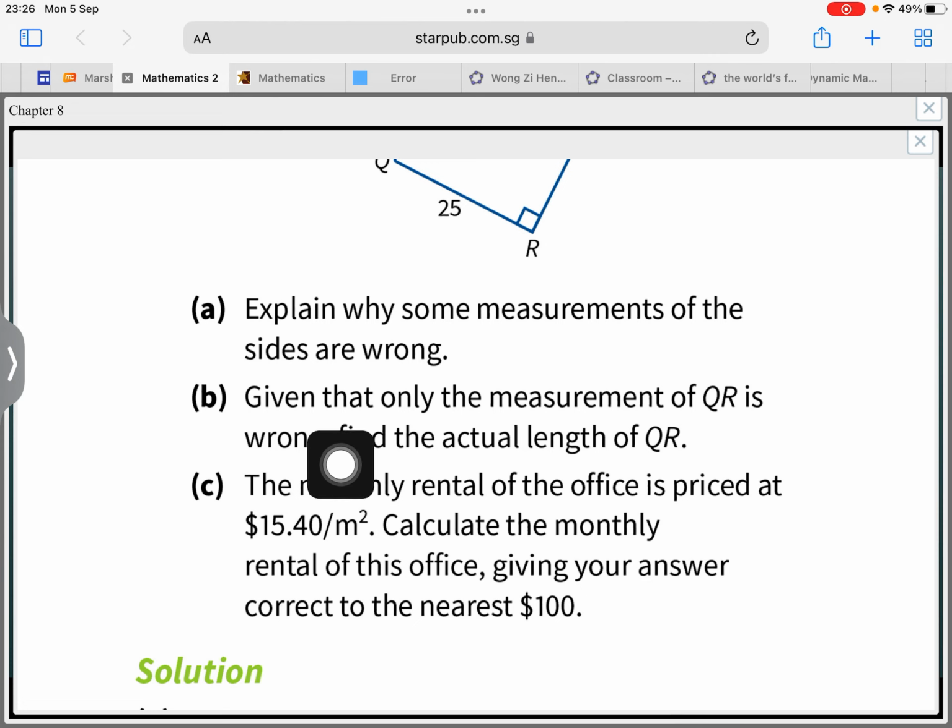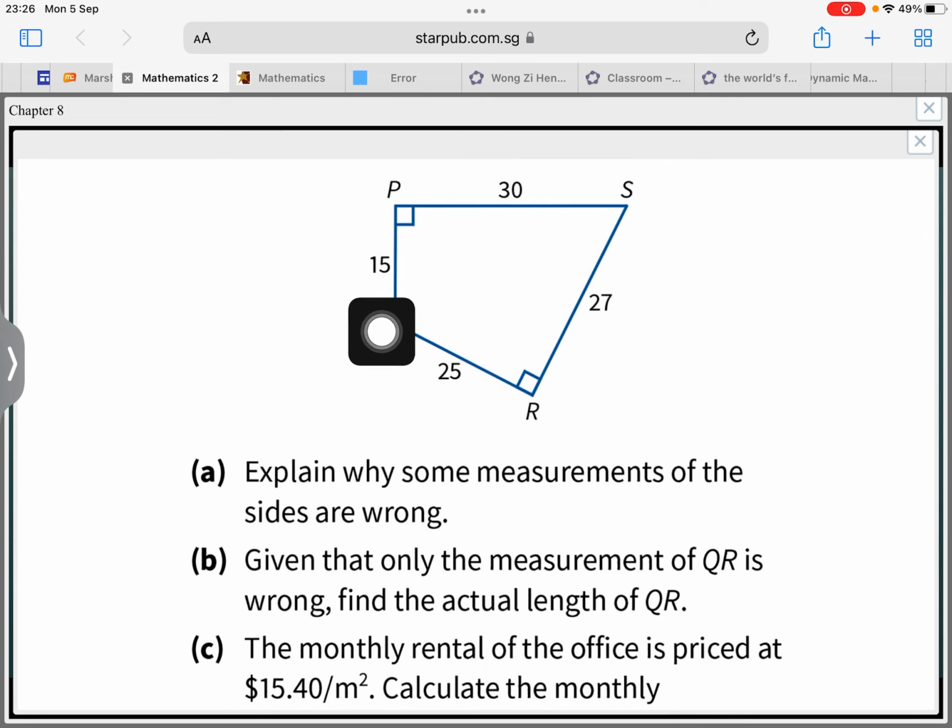Part B asks us, given that only the measurement of QR is wrong. So now they tell you yes, there's something wrong. This one is wrong, so they ask you to find the actual length of QR. If this length is wrong, then the QS calculated using this side will also be wrong. But the QS calculated using this side, PQS, will be correct. So I can use this QS as my hypotenuse. I know this is 27. I can find my QR.